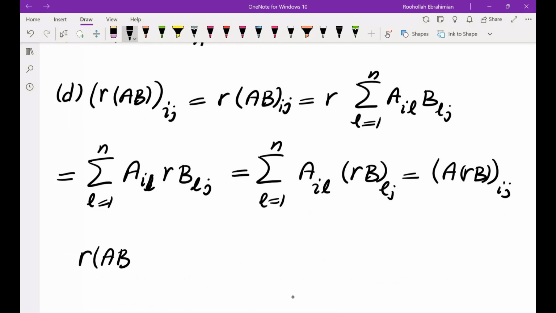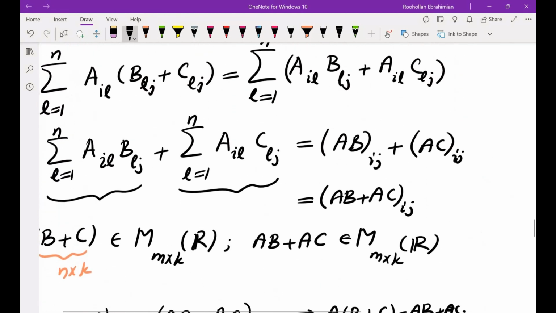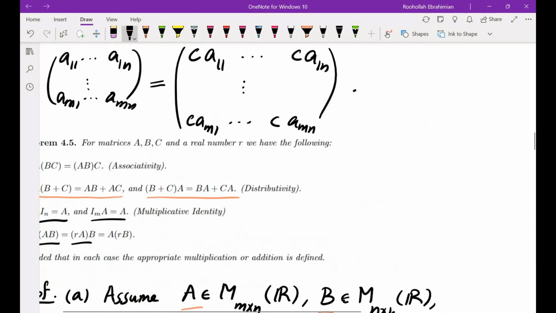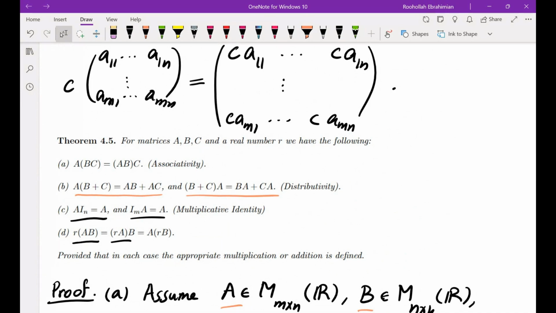So as we see, these two matrices, R times AB and A times RB, have the same corresponding entries, which means they would have to be the same, and clearly they also have the same size. So that completes the proof of this theorem, except for a couple of parts that were quite similar to what we had done in the other parts.